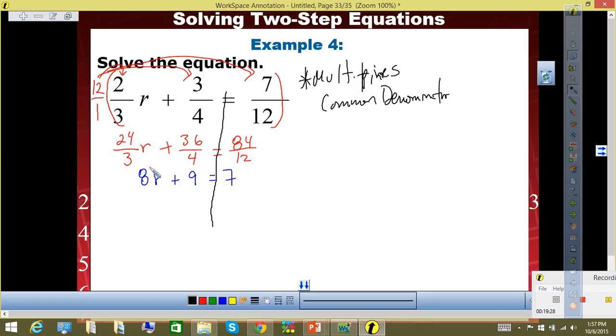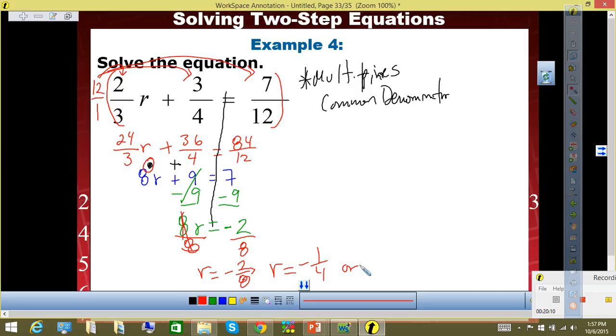So let's see. What operations do we have here? Multiplication and addition. Where do we start? Addition, so what is the inverse? Subtraction, we subtract 9, subtract 9. We're left with 8r equals negative 2. The last operation was multiplication, so the inverse is divide by 8. Divide by 8. 8 over 8 is 1, that's r, equals negative 2 over 8. Can we simplify that fraction? Yes, r equals negative 1/4, or r equals negative 0.25 if you did it in decimal.